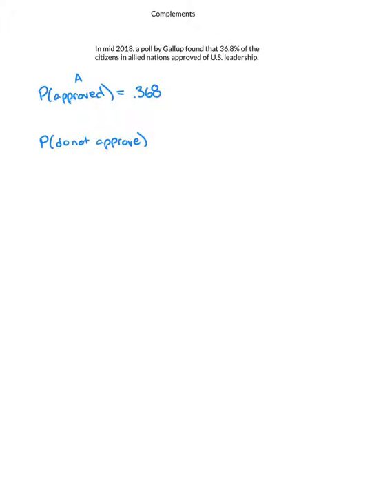I'm going to go ahead and write an A up here and an A^C here to represent complement. Now, if 36.8% approved, I need to find the percent that don't approve. I know in total there are 100% of people, right? And so if I take the 100 and I subtract off the 36.8% that approved, I'll be left with the percentage who didn't approve. And that in this case, I believe, is 63.2%. That is, if I take the full 100%, subtract off those who approved, I'll get those who do not approve.